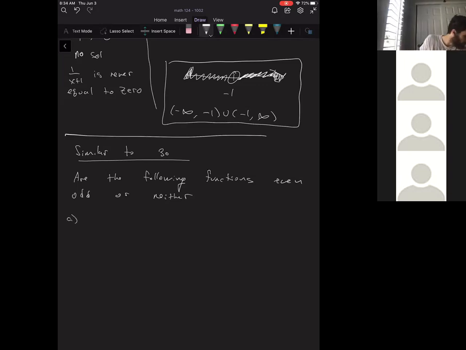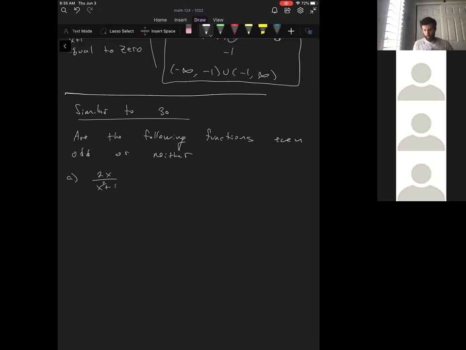We could do the one in the book, 2x over x squared plus 1. So this is the one from the book. We'll do two others too, just to give examples for all three: an even function, an odd function, and a neither. Let's just call this f of x.